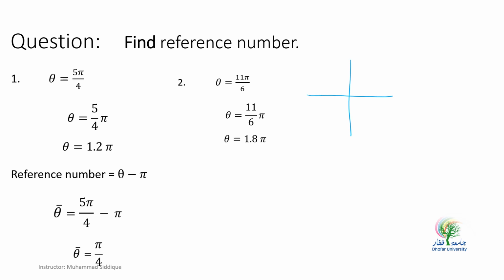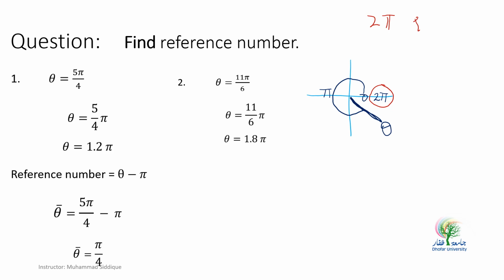1.8. Start from 0. So 0.5, 1, 1.5, 1.8 is coming here. 1.8 is coming in the 4th quadrant. So theta is here. You know this is 0, this is pi, and when we rotate again, it is 2 pi. So I have to find the distance between 2 pi and theta.